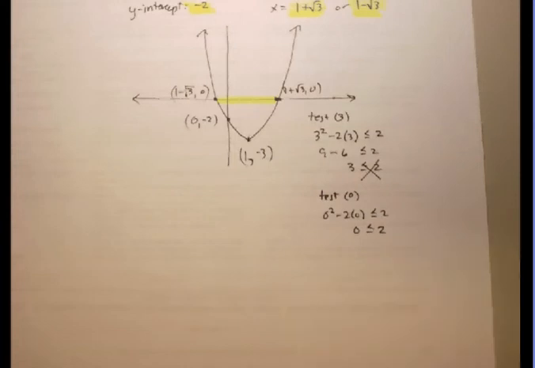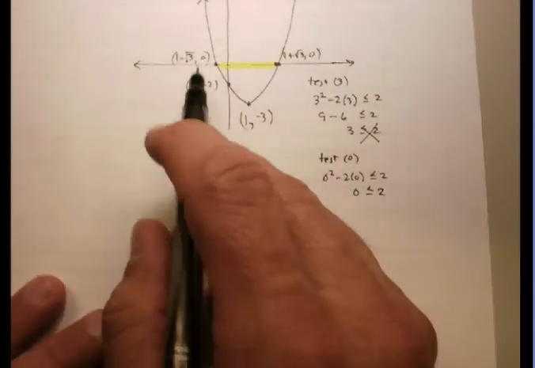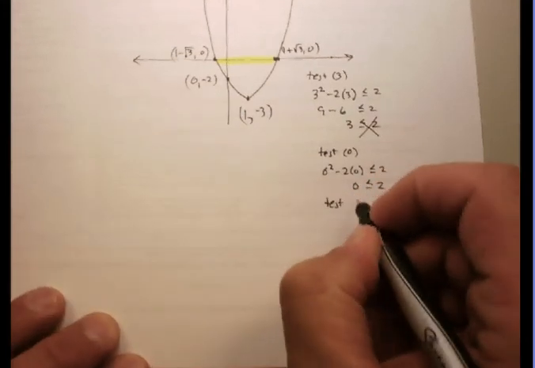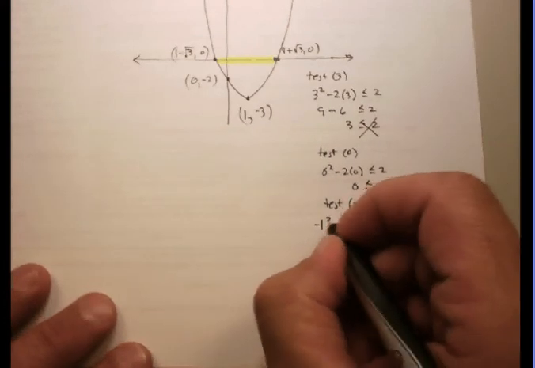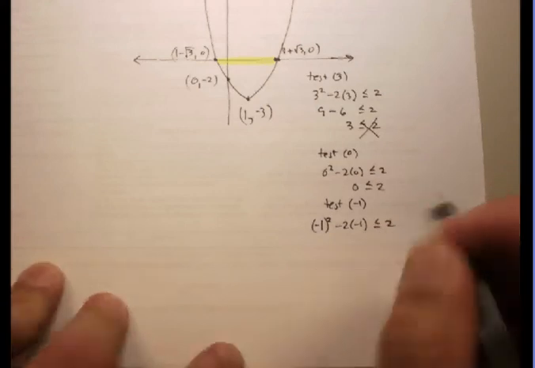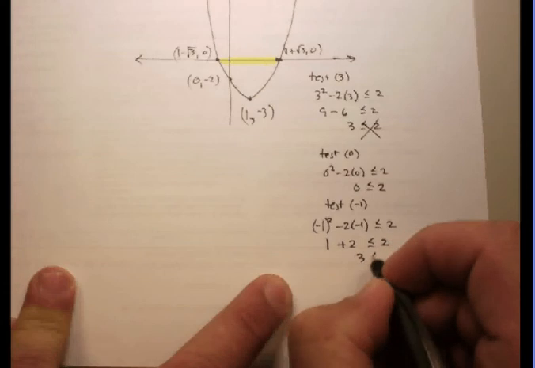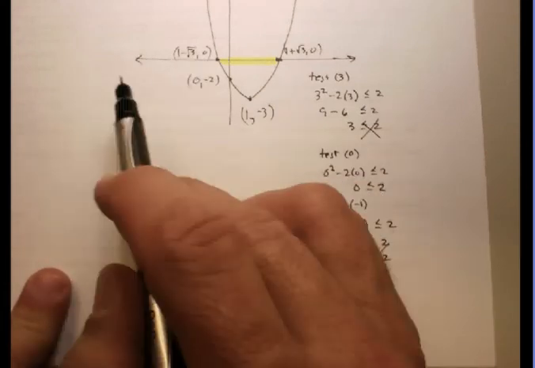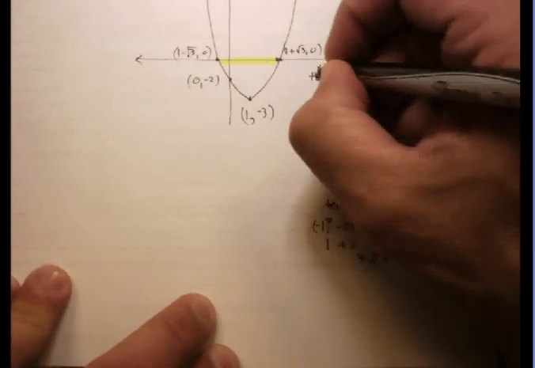All right, moving on. Now we need to try a test point on this side. And again, we said it's about negative 0.7, so let's just try negative 1. Test negative 1. Inserting that into the equation, negative 1 squared minus 2 times negative 1 is less than or equal to 2. That gives me 1 plus 2 is less than or equal to 2, or 3 is less than or equal to 2. Again, doesn't work, not shaded. Now that's great, because what we've done is we found all the shaded parts along the x-axis.